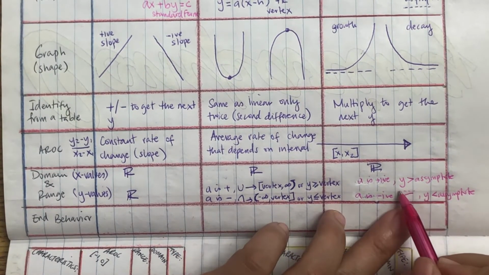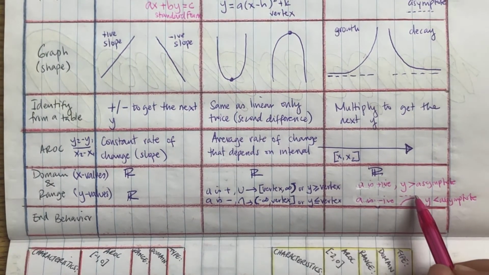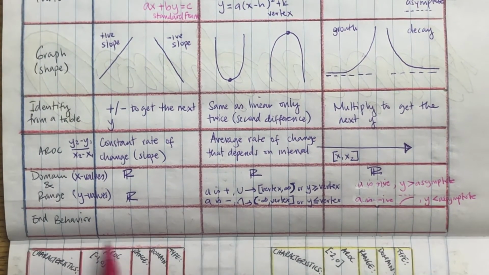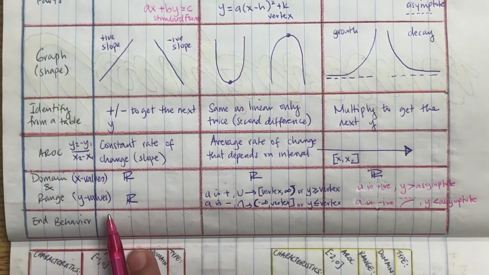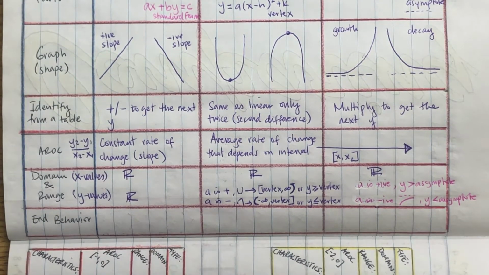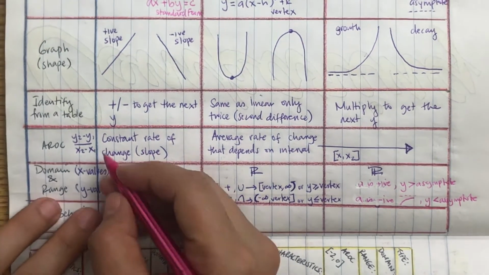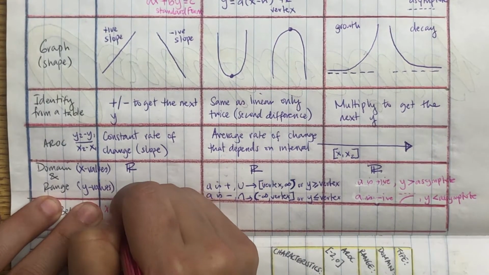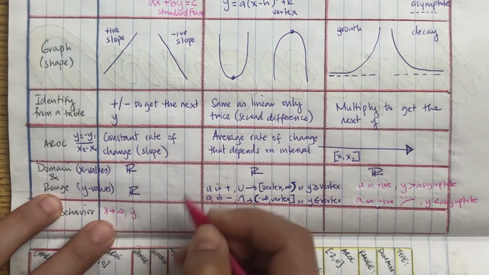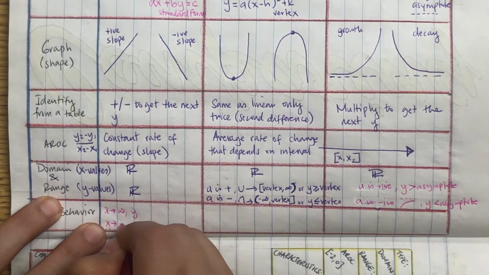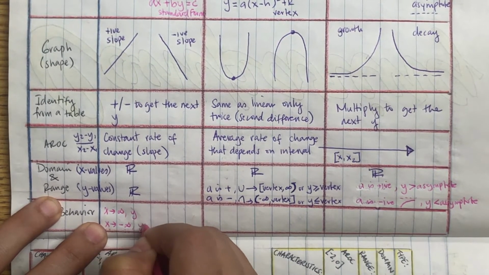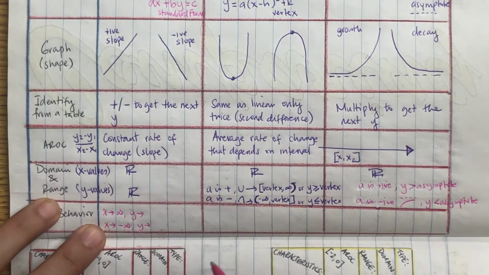Okay, not including it because it never touches. All right, end behavior. Remember, for end behavior, I just need you to show me the work for it. It's always asking, as x is going to infinity, what's happening to y? So as x goes to negative infinity, what's happening? Where is y going? That's what it's asking.